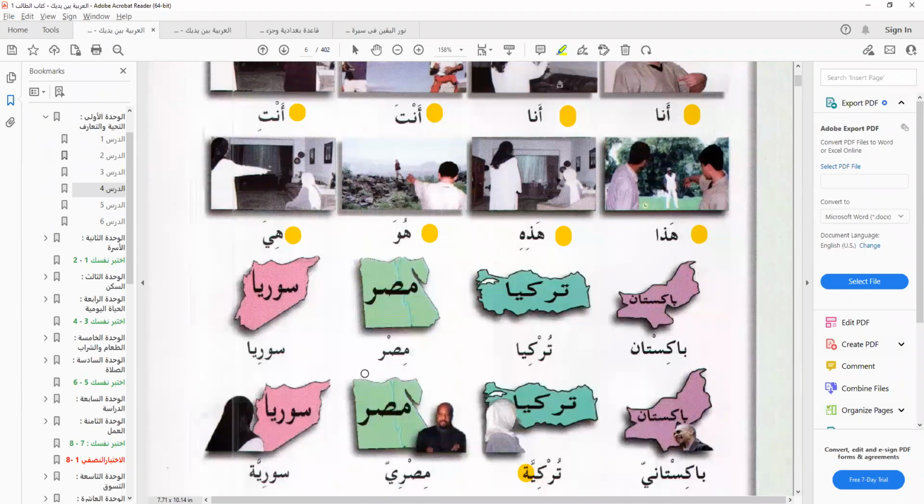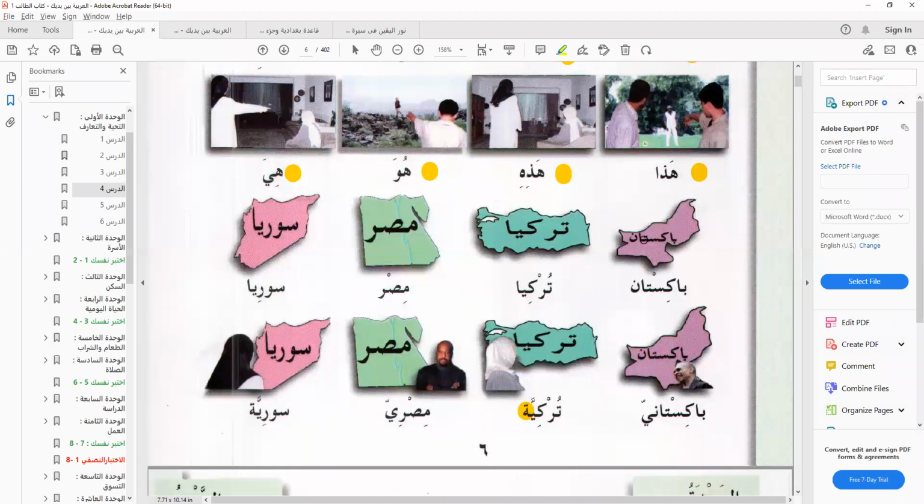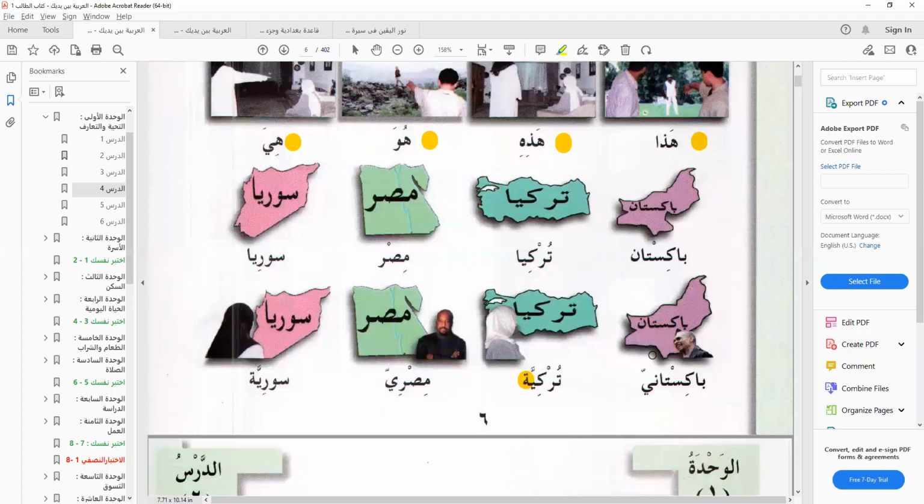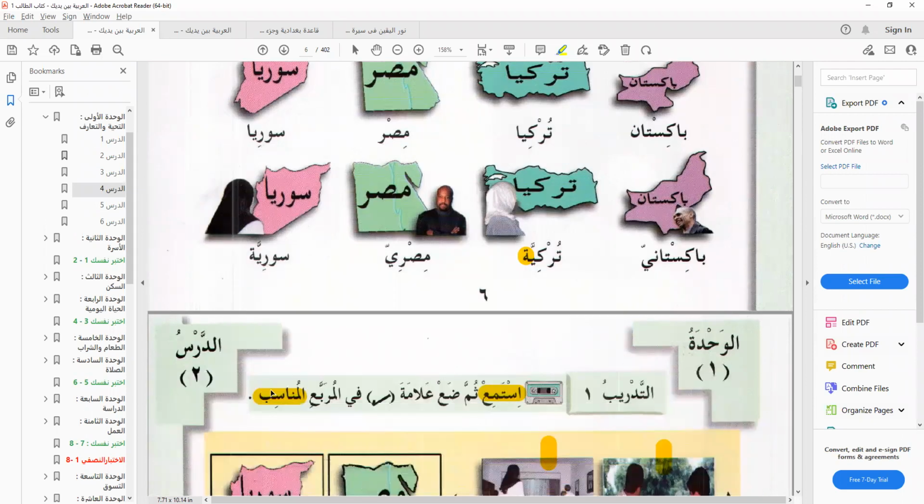And these are different countries we saw. So to distinguish between the country and the citizen: the country is Pakistan. Someone from Pakistan is Pakistaniyun. Turkey is a country, and someone from Turkey is Turkiyatun, a lady. Misru is Egypt. Misriyun is someone from Egypt, an Egyptian. Syria is Syria. Someone from Syria is called Suriyatun, a lady. If a man, he is called Suriyun.